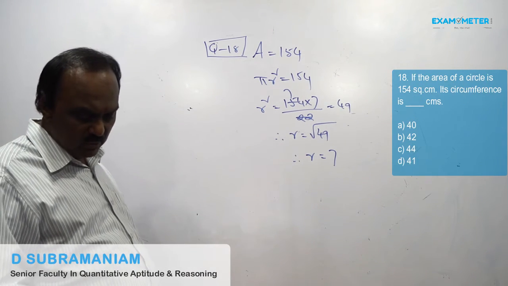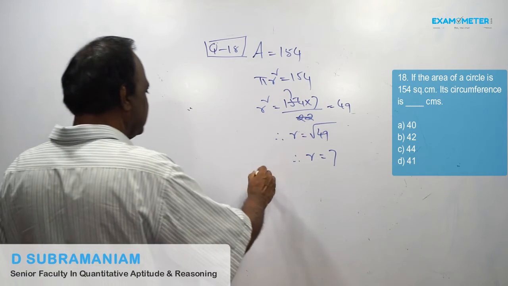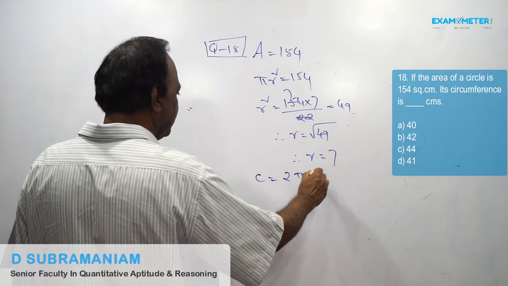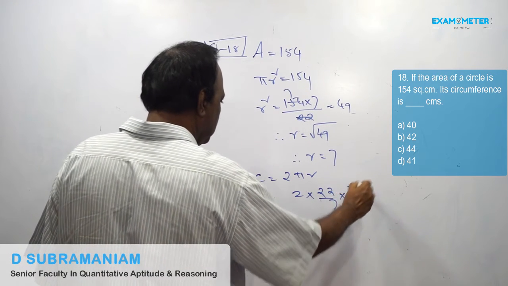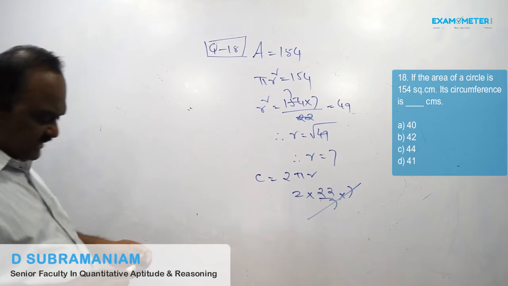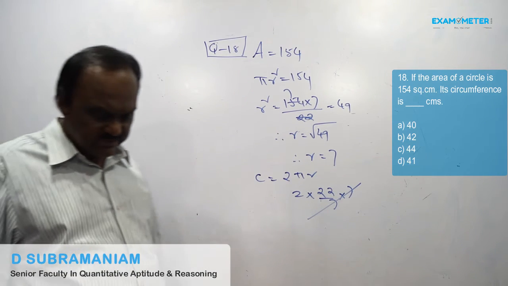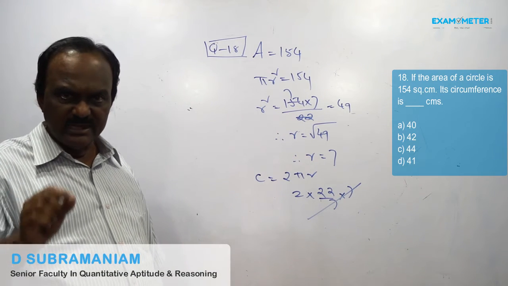Now, we have to find out the circumference. Circumference is equal to 2 pi r. So, 2 into pi value into r. So, circumference is 44. So, answer is C, 44 centimeters.